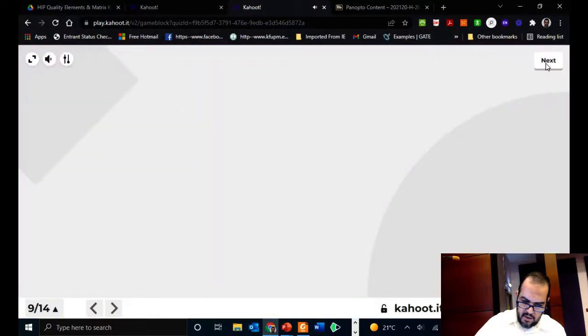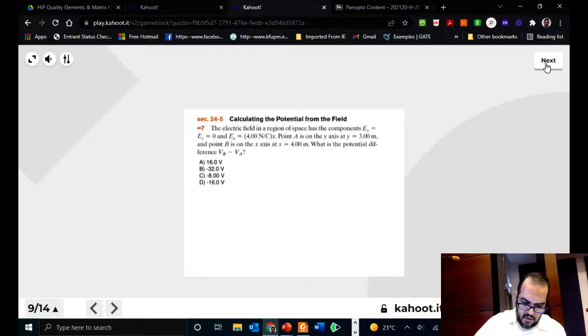Alright, so here is another problem. The electric field in a region of space has a component Ex equal to 4 times x, and Ey and Ez are equal to 0. Point A is on the y-axis at y equal to 3 meters, and point B is on the x-axis at x equal to 4 meters. What is the potential difference VB minus VA? Okay, 2 minutes.